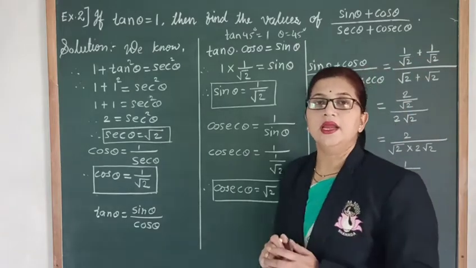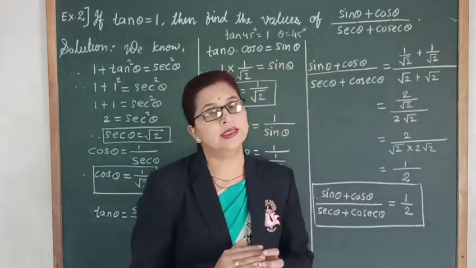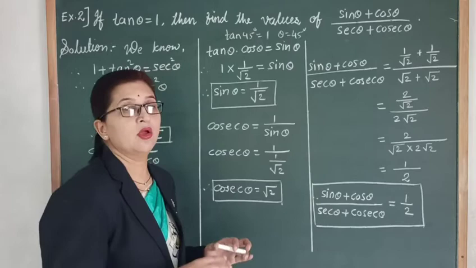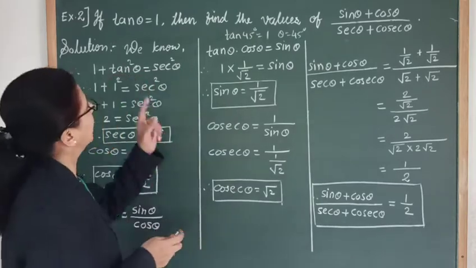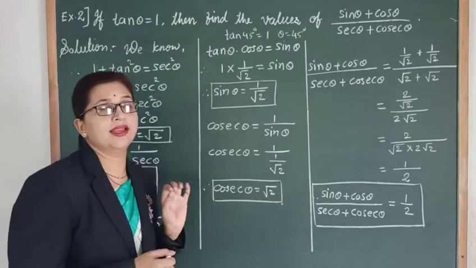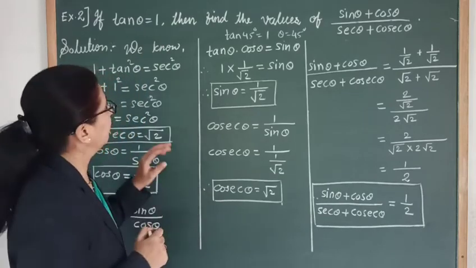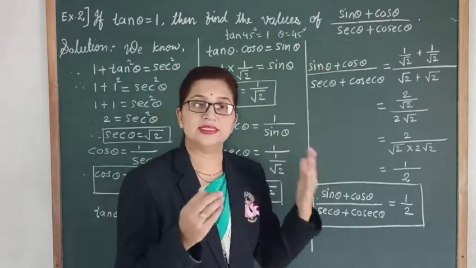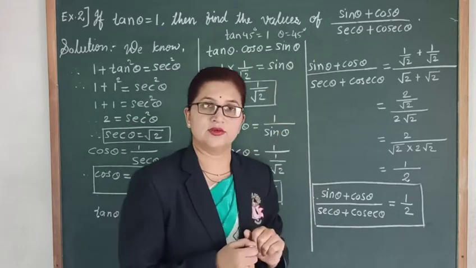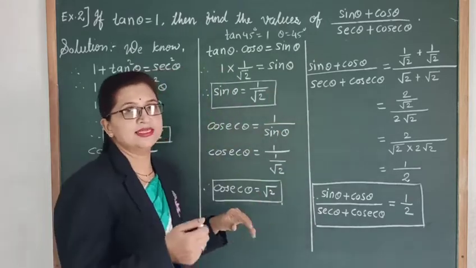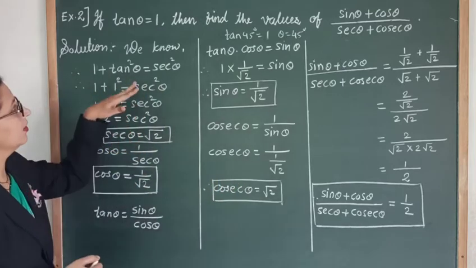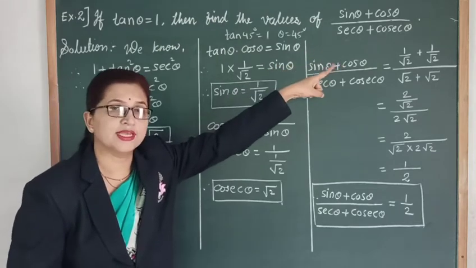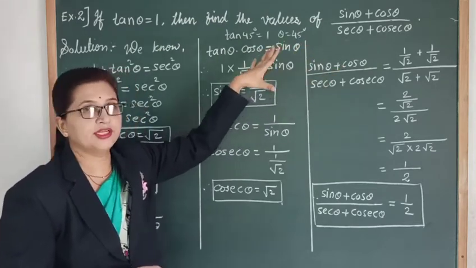But if we are not sure about the theta, then in that case we can use the other method, that is the second method. What is the second method? As one of the trigonometric ratios is given, we will find out the values of the other trigonometric ratios separately, and at last we will put them in this. So here I have written the second method. Here the tan value is given. So what do we require? Sin, cos, sec and cosec. So let's find out all these four ratios separately.